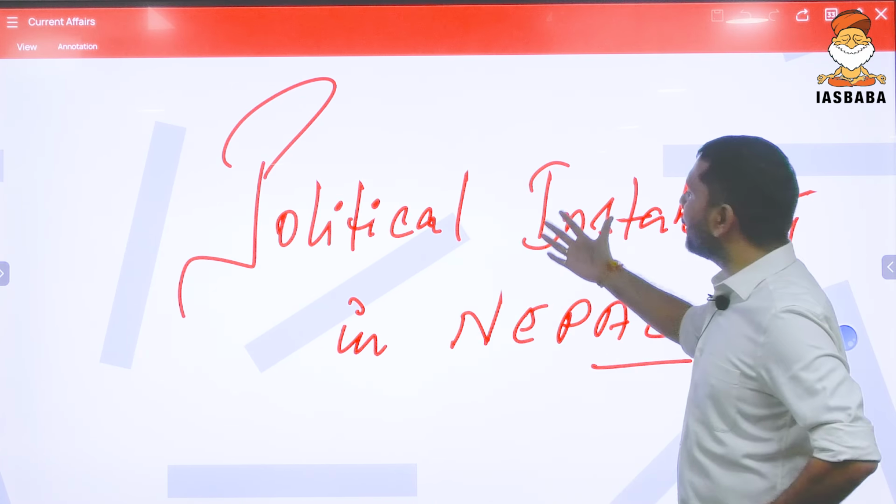Then we will see the challenges in Indo-Nepal relations, because in order to analyze the issue comprehensively, we need to understand this as well, and this will also come under the negative territory. And then we'll see the impact on India's interest. Since Nepal is a neighboring country to India, we need to understand what impact the political instability will have on India.